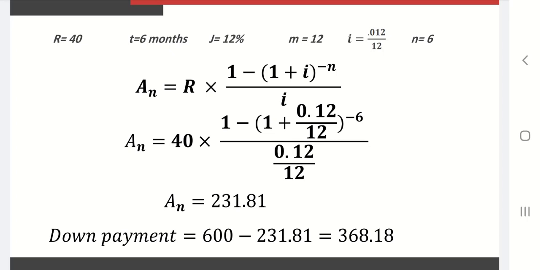To get the down payment, we substitute R equal 40, the total time T equal 6 months, J equal 12, M equal 12, I equal J over M, which is equal to 1%, and N will be equal to 6. So in the formula, A sub n equals R times 1 minus 1 plus I to the power negative n, over I. A sub n will be equal to 231, and the down payment will be equal to 600 minus 231, equal to 369.